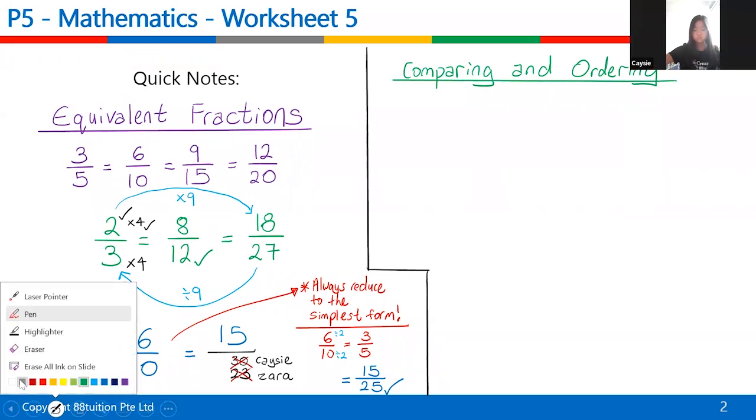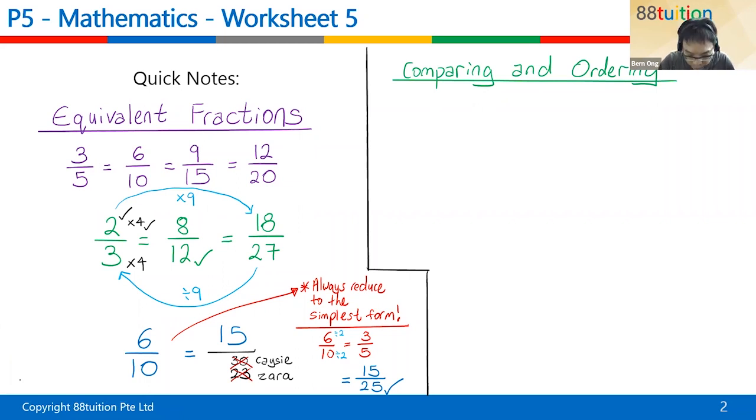Okay. So now, Zara. When we talk about a fraction, there's something called the top number and the bottom number. Tell me, Zara, what do we call the top number? Numerator. Very good. There's a special name called the numerator. Wow. All right, good job. And Casey, this one's very difficult. What is the bottom number called? Denominator. Very good.